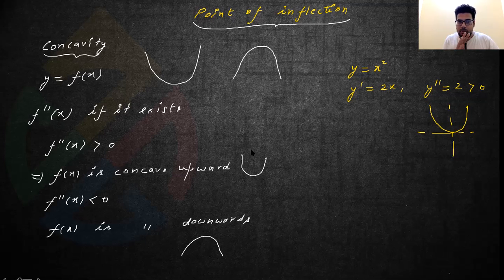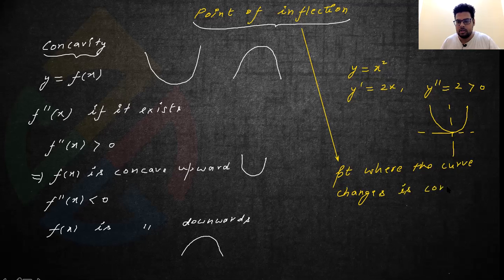Now, we will come to the point of inflection. We have defined what is concavity, how we define that a function is concave upward or downward. Simple thing is find out the double derivative, if positive, then upward. If the double derivative is negative, then it is concave downward, right? Simple. Now the point of inflection is basically the point where the curve changes its concavity.